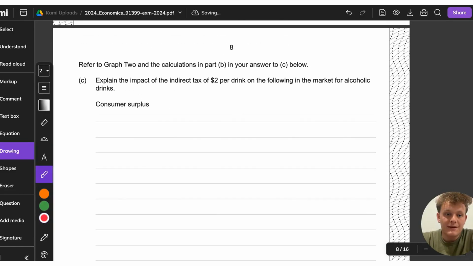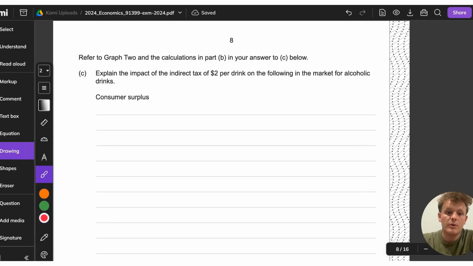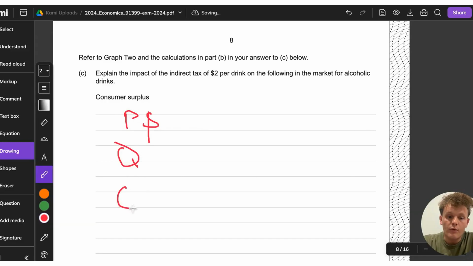So then let's talk about the impact on consumer surplus, producer surplus, and allocative efficiency. And remember our structure: it's going to be what happens to the price, what happens to the quantity, and what happens overall. So the price increases for consumers because of the tax. We increase the price from PE to P1.